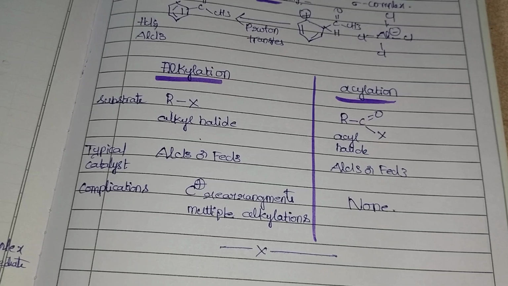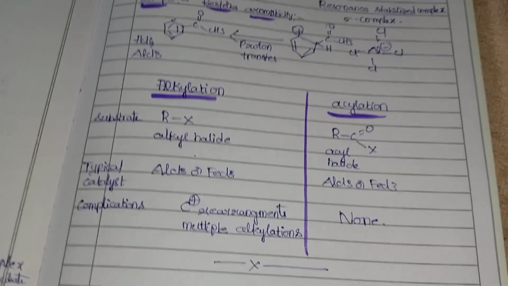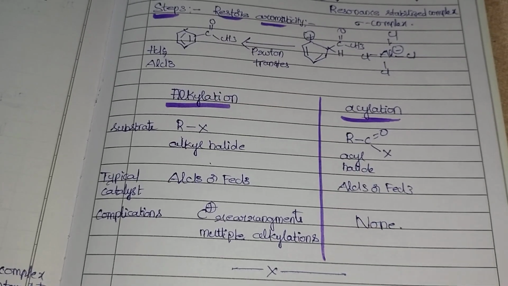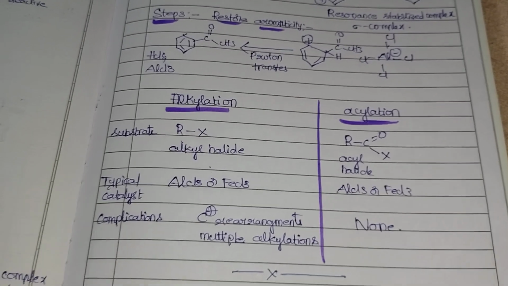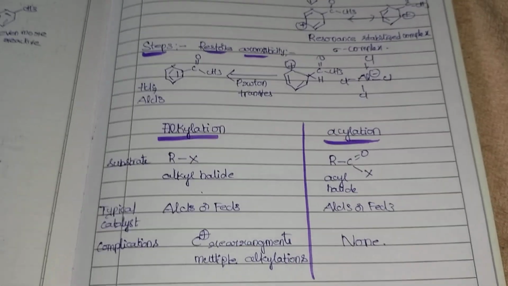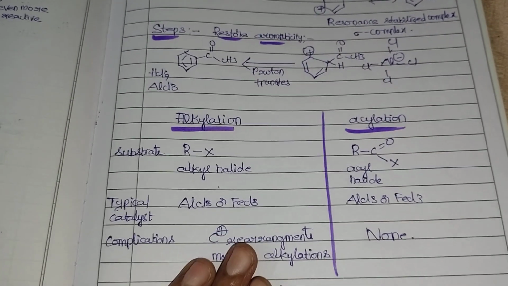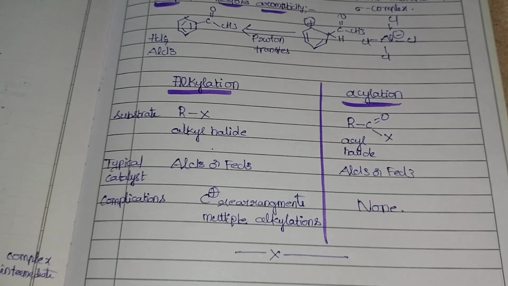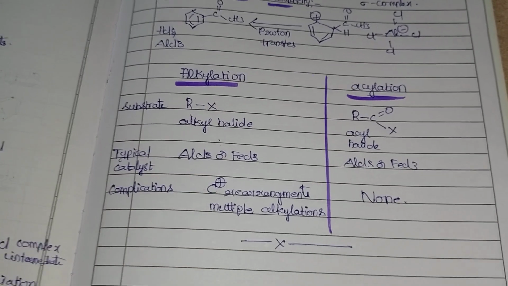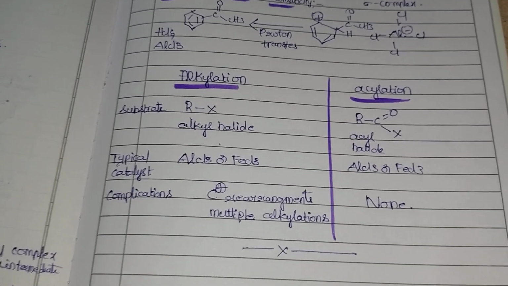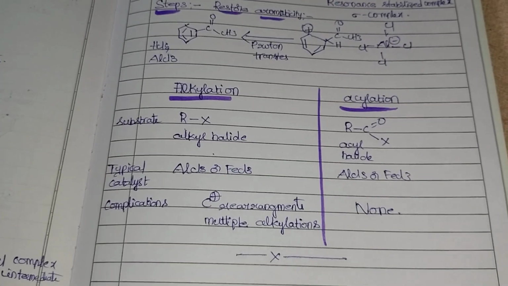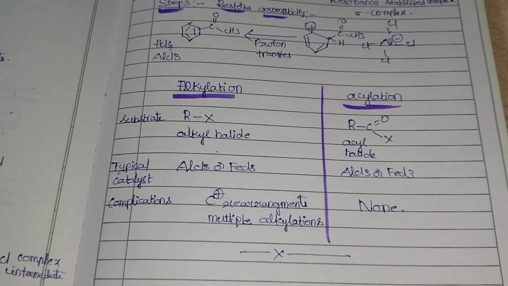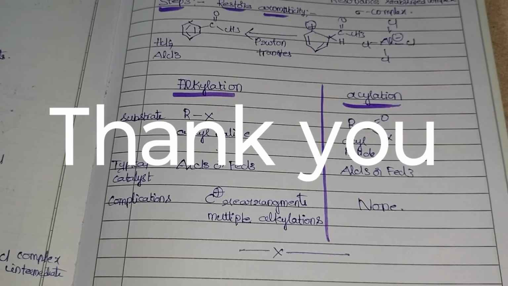In acylation, nothing like that happens because of the presence of the CO group, which is a deactivating group. That's why we get a good product, and we can easily isolate it. So we can sum up that alkylation has so many problems, whereas acylation is a good one. Alkylation and acylation reactions are similar, with minute differences between them in their mechanism. Thank you.